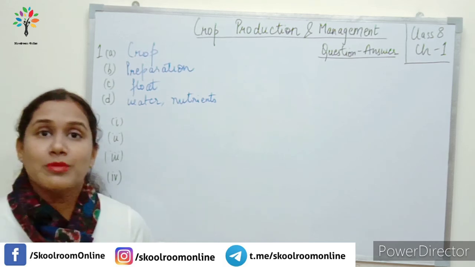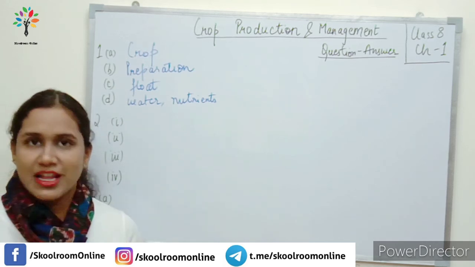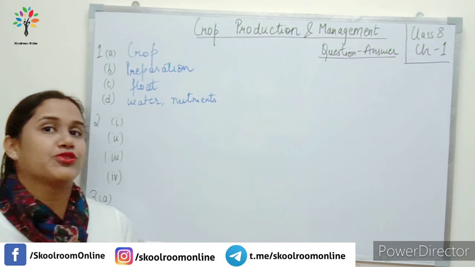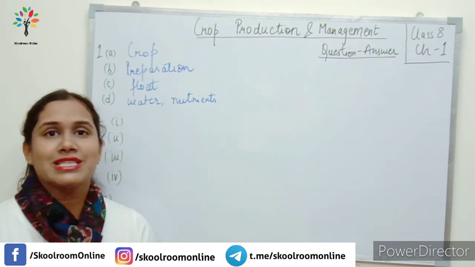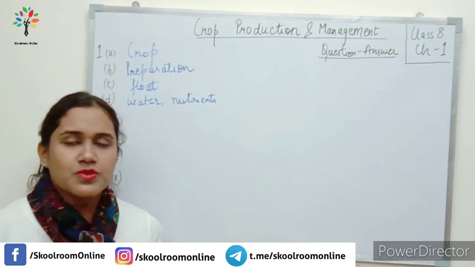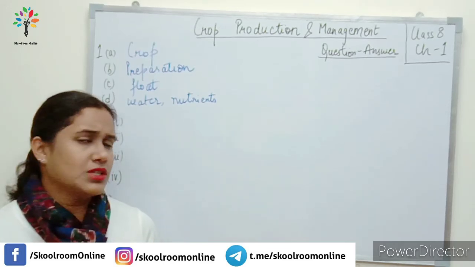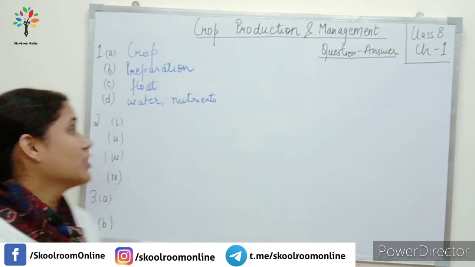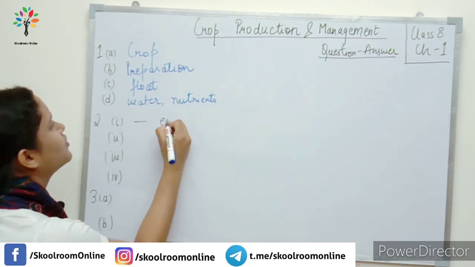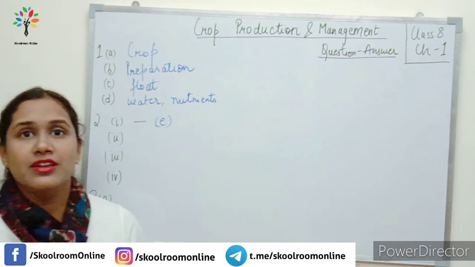Now coming to the second question, which is match the following. Let's have a look at the first column and the second column. In the first column, it says kharif crops. What are the examples of kharif crops? Paddy and maize. So the correct answer here is option E, paddy and maize.